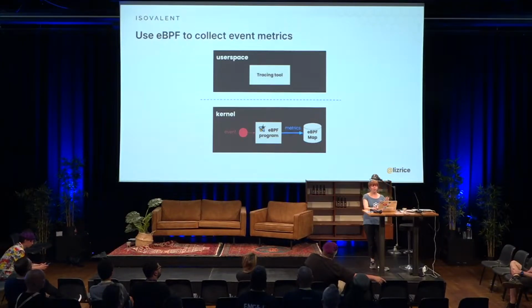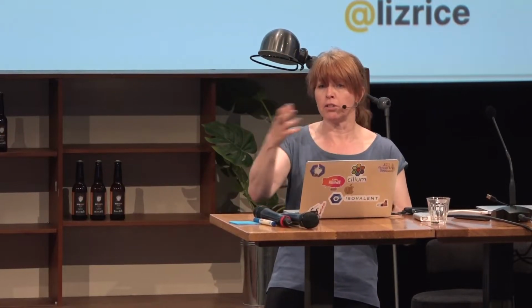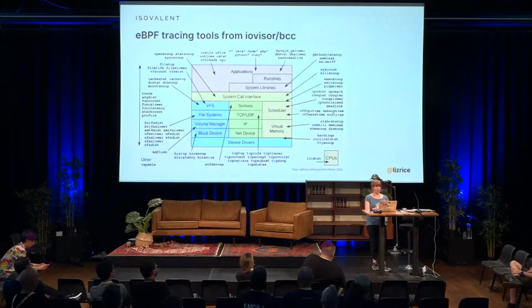And we can store the information about those events, maybe incrementing a counter. We can store it in what's called an eBPF map. And the map is a data structure that we can share between the kernel and user space. We can use system calls to access data from this eBPF map. We could also share it between different eBPF programs. So our tracing tool can read the information from this map and show it to us as users. So this is essentially how a whole family of tracing tools work.